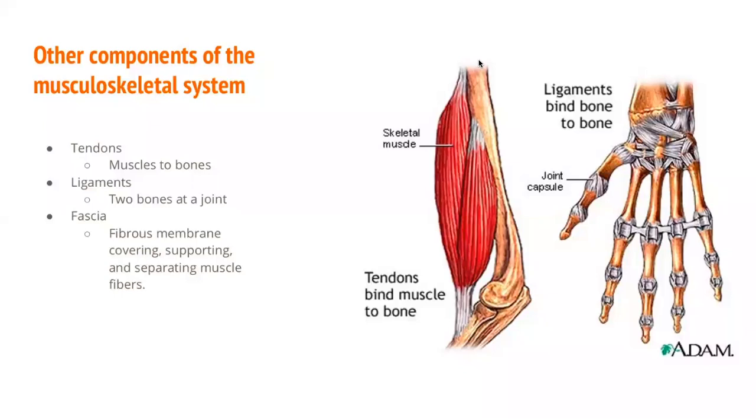Now, a cool way that I found on the internet that you can be reminded of tendons and ligaments, and whether it's connecting muscle to bone or bone to bone, is that you want to eat a muscle. When you're eating a muscle of a chicken or something, you want it to be tender. That kind of reminds you of tendons. And then ligaments, once you know the tendons mnemonic, you can remember that ligaments connect two bones together at a joint. And then the fascia is the fibrous membrane covering, supporting, and separating muscle fibers.